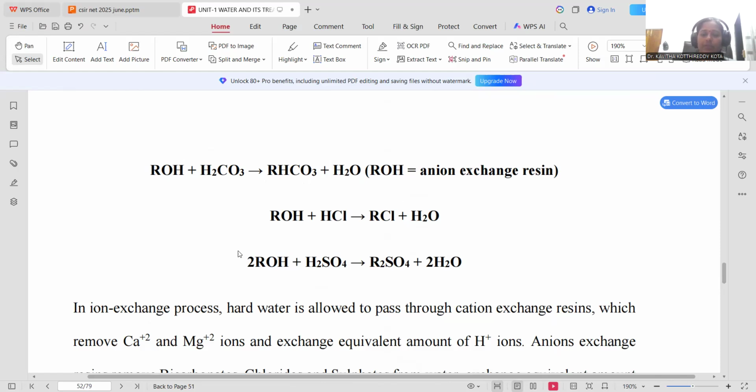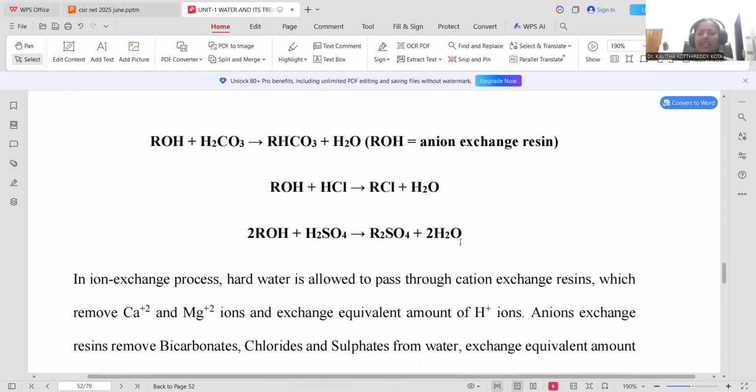and ultimately water is generated by this anion exchange process. So ROH again treated with hydrochloric acid, there is the formation of RCl, resin chloride will be generated, and there is again release of water. And resin hydroxide treated with sulfuric acid, formation of resin sulfate and water formation is possible. This is the way cation and anion exchange processes take place in the two different chambers.